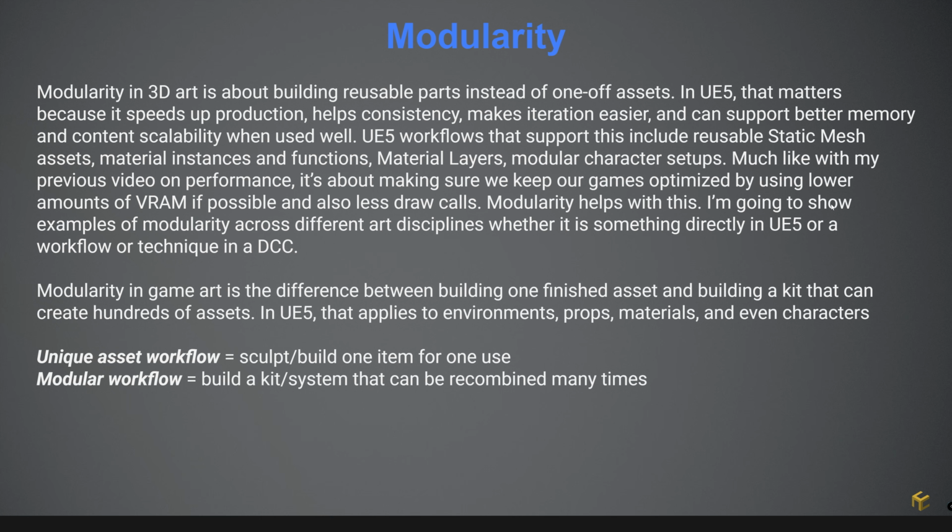Now, modularity for 3D art goes over a lot of that, but the idea is that we want to use modularity because it helps us speed up production, it's consistent, it allows us to iterate faster, and it is better supported for things like memory and content scalability. Especially with Unreal Engine, we can use modularity for things like static mesh assets, material instances, functions, material layers, even for some instances of modular character setups.